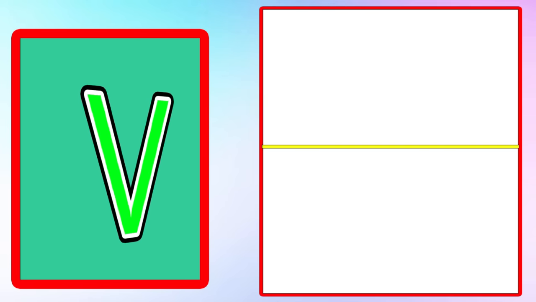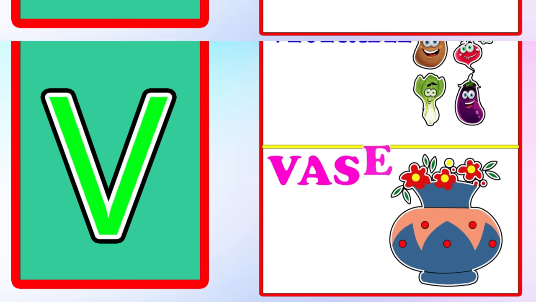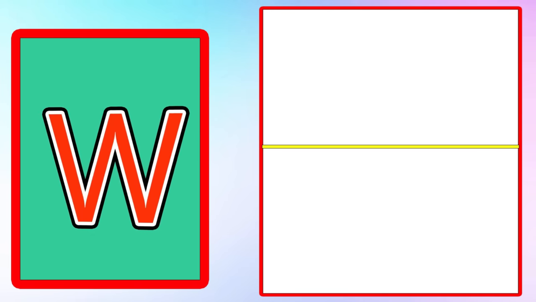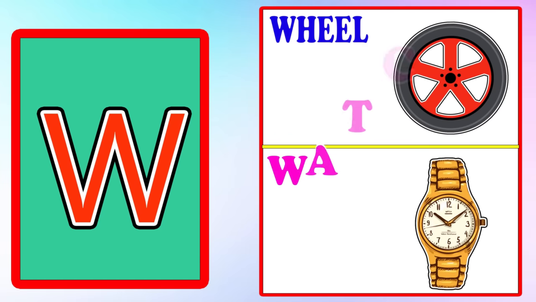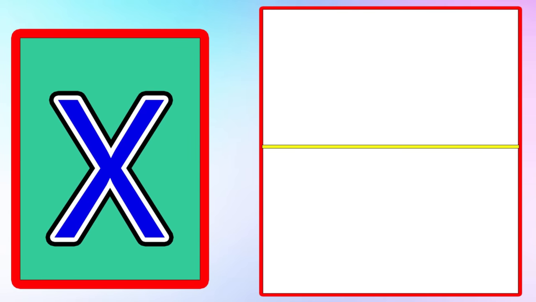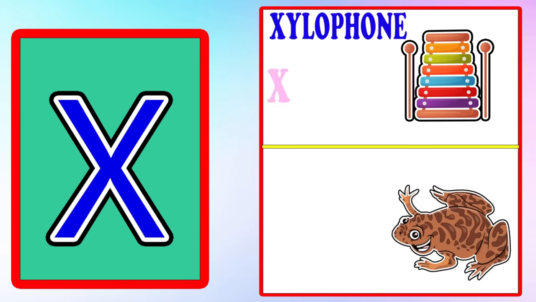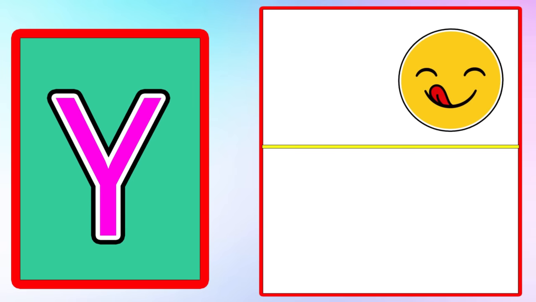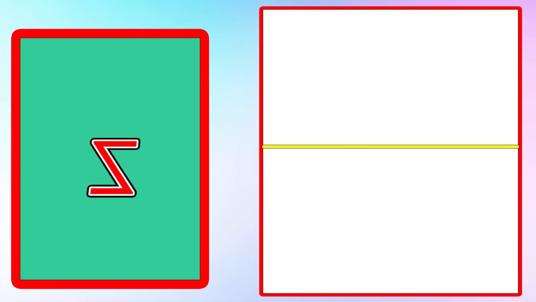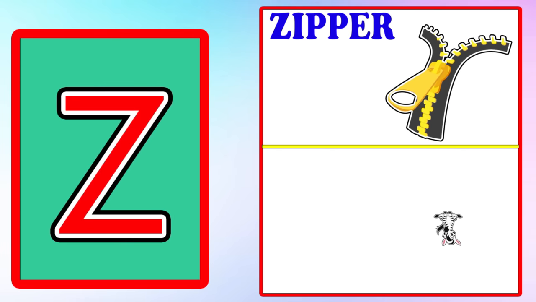V. V for vegetable. V for wasp. W. W for wheel. W for watch. X. X for xylophone. X for xenopus. Y. Y for yum. Y for yarn. Z for zipper. Z for zebra.